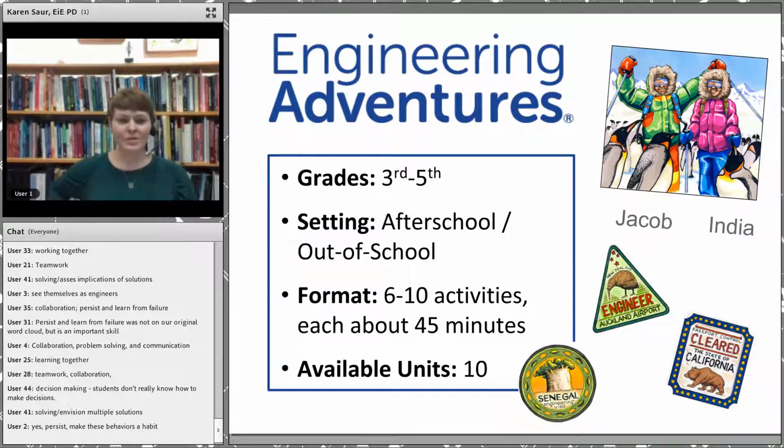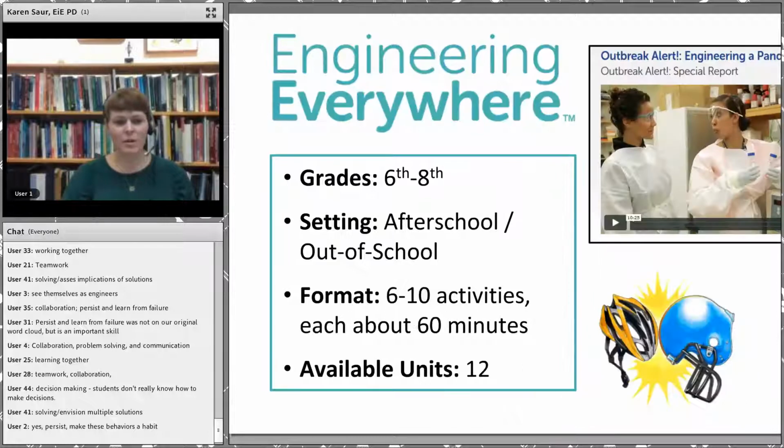And then our Engineering Adventures is one of our out-of-school settings. It's really cute because the students receive emails from Jacob and India, who are siblings, as they travel the world finding problems and solving them with engineering. I believe we have about 10 units available. We're still working on, I think, 1 or 2 more. The format is 6 to 10 activities, so this one does vary. It's a little less consistent across the board, but each lesson takes about 45 minutes.